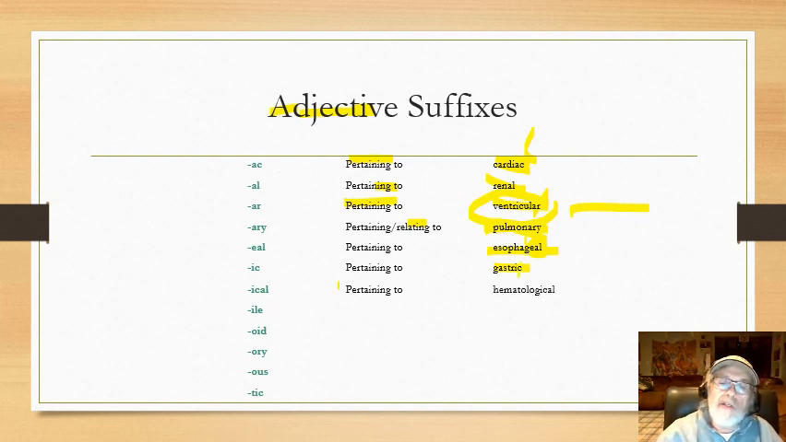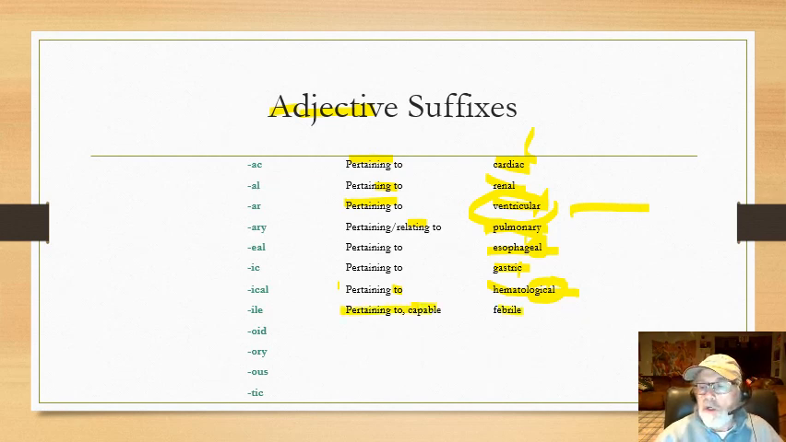ICAL, pertaining to hematological studies. The studies would be the noun. What type of studies is it? Hematological. ICAL makes it an adjective. ILE, pertaining to or capable of febrile seizure.